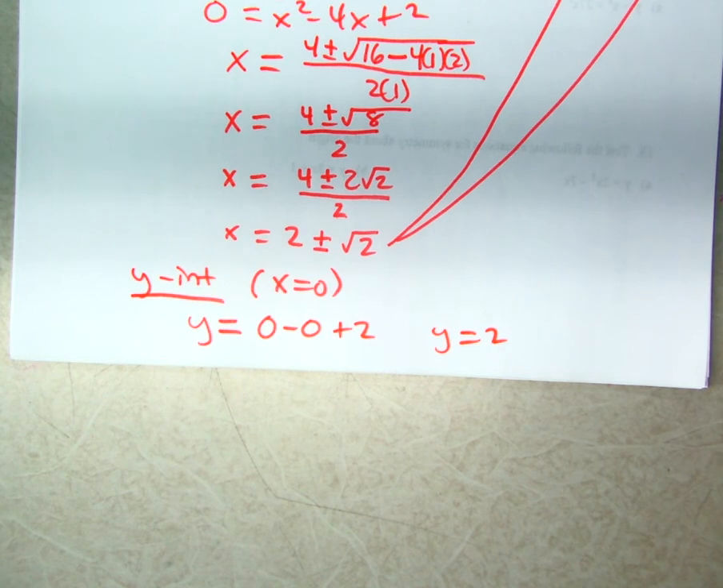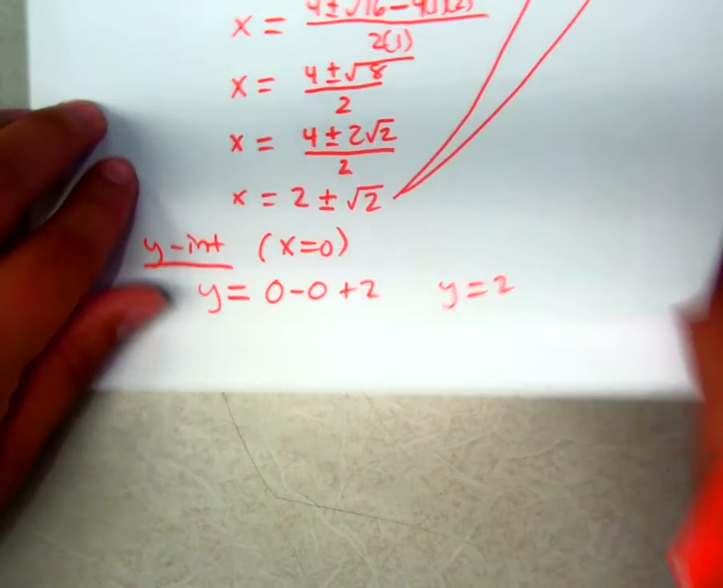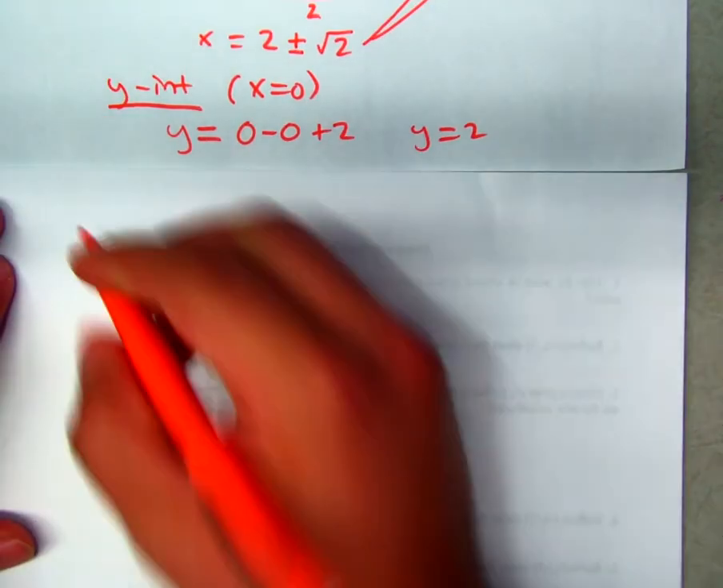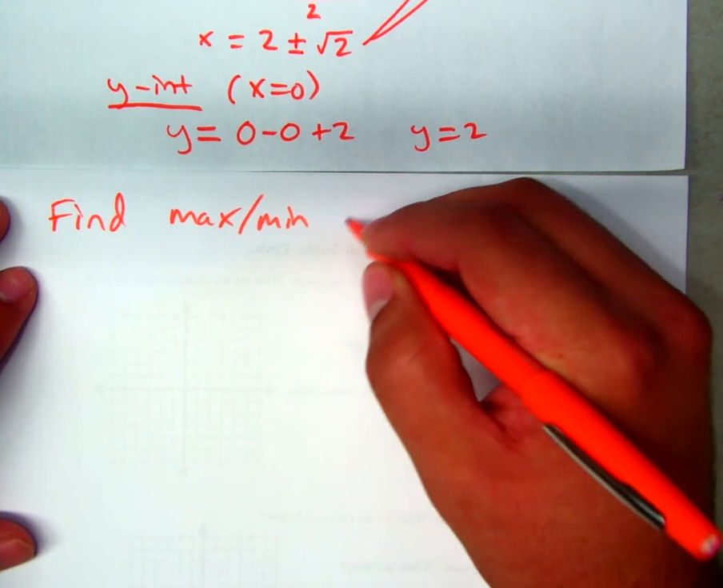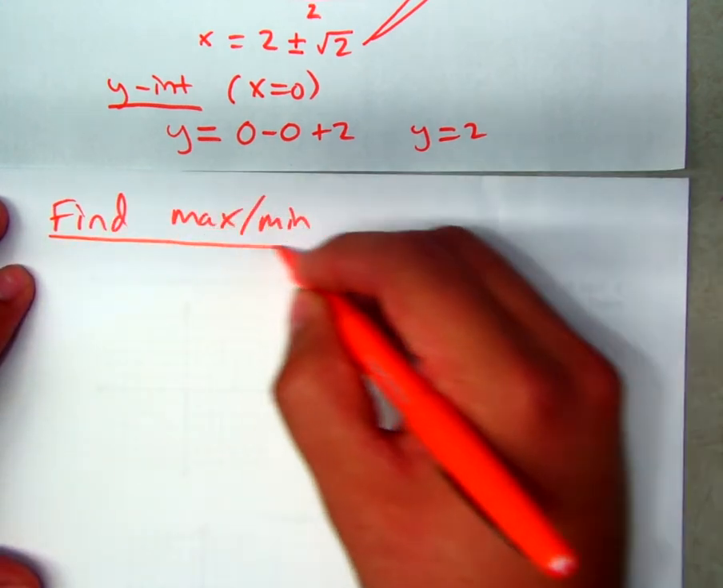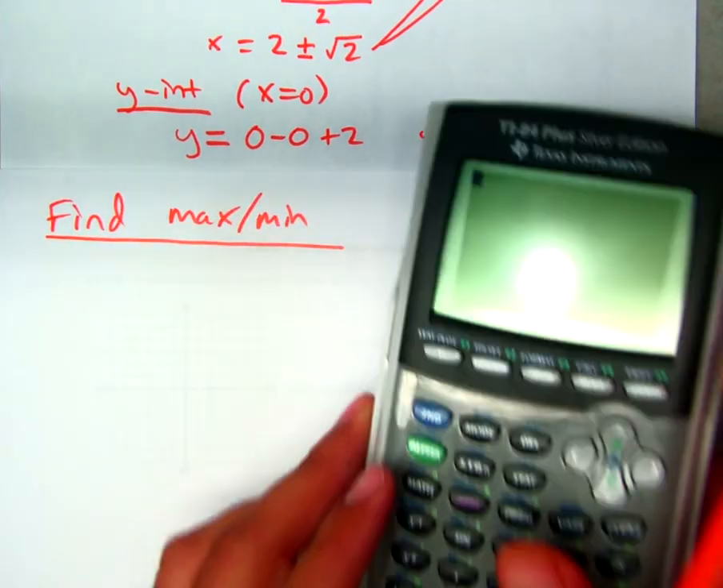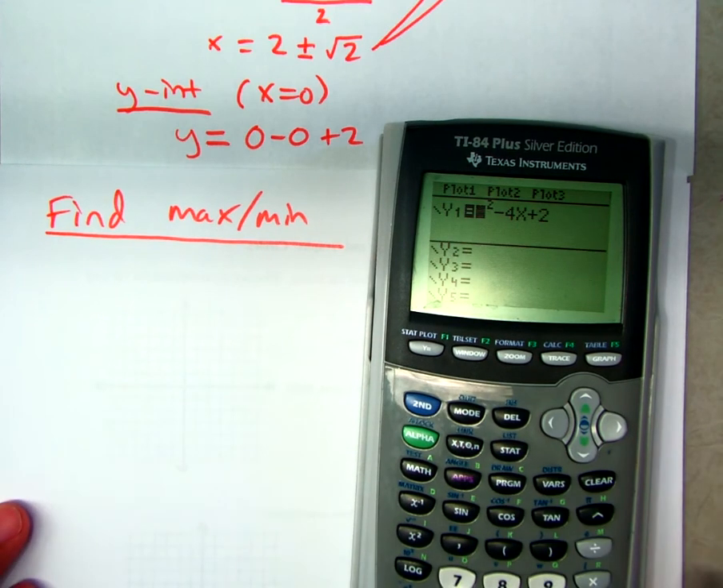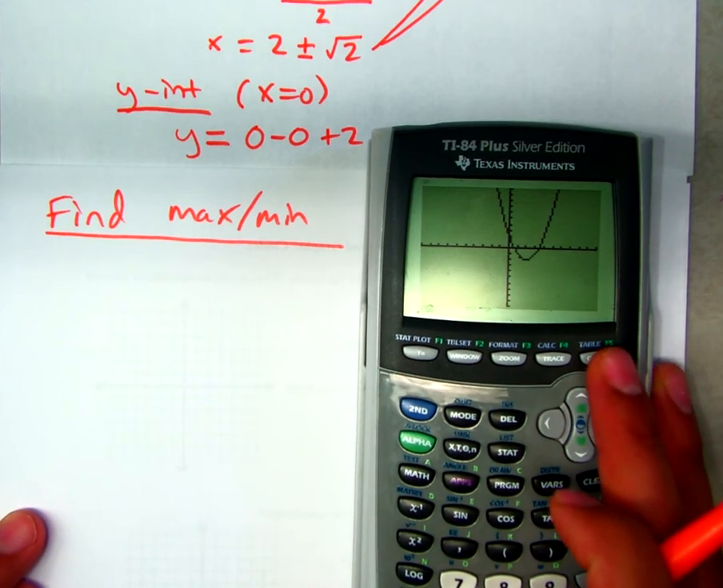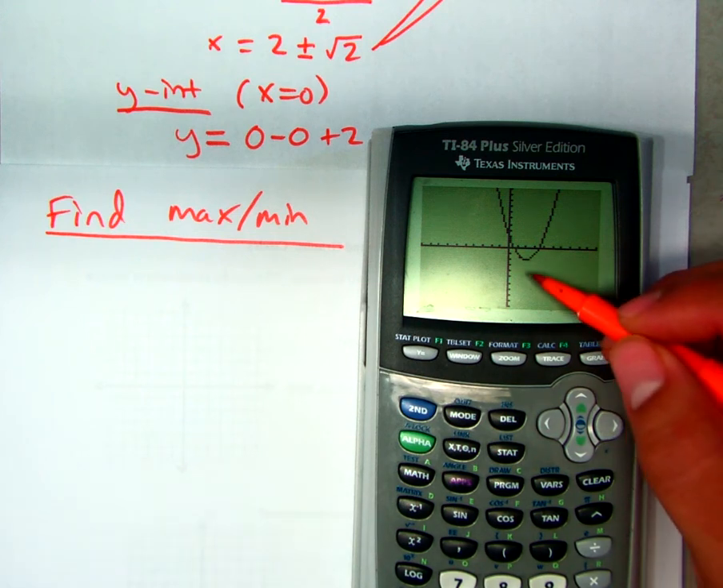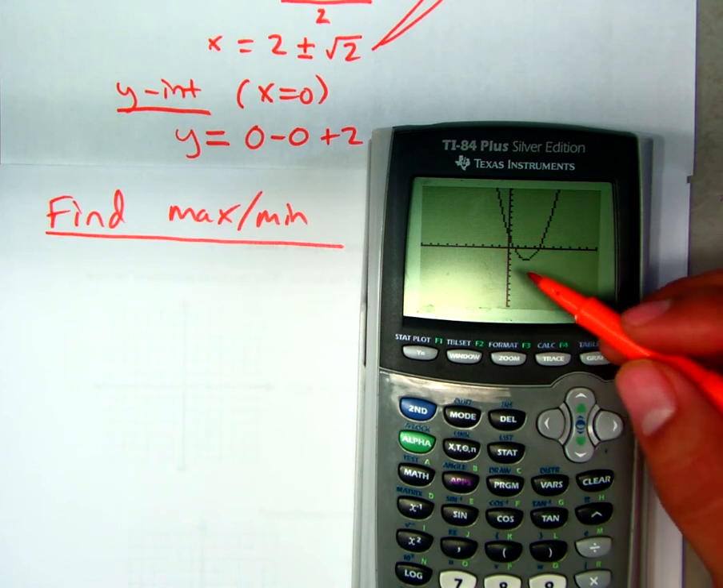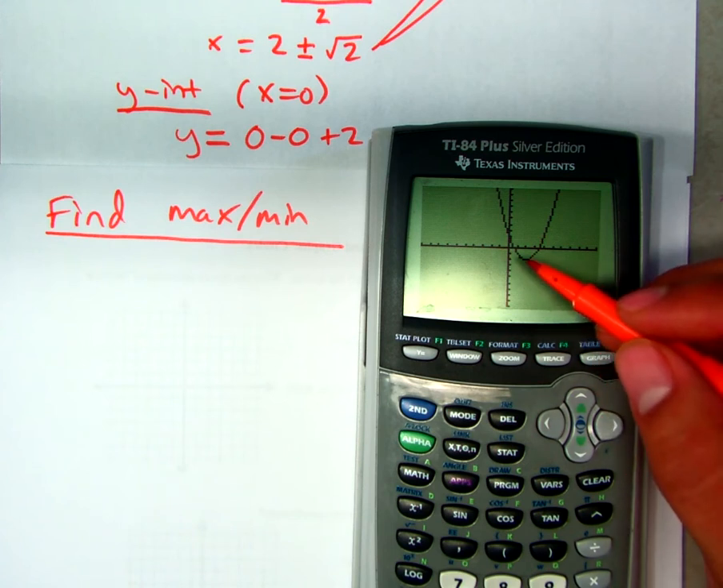All right. Let's stay with the same problem and let's find a max or min y value. So let's look back at the graph. Looking at the graph, do we have a maximum or a minimum? We have a minimum where? What is that called? Vertex. So you guys remember some stuff.